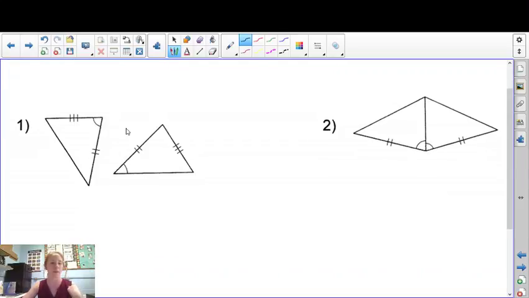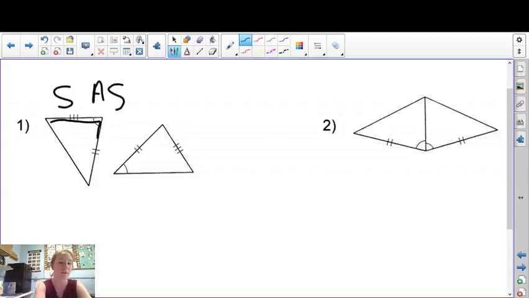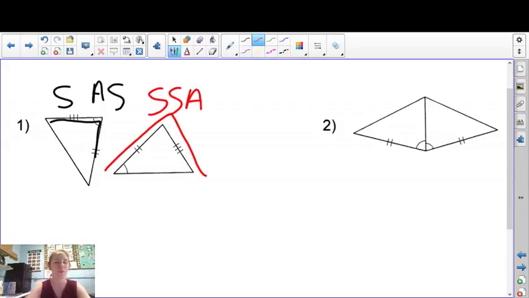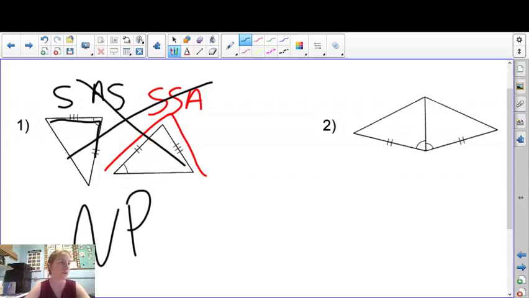So let's take a look at what we're given in this first picture. I have a side, I have an angle, and then I have another side. So this first part looks like I could potentially have side, angle, side. But if I look at the second picture, I have a side and an angle. Do those two combinations match? No, they do not. So because they don't match, number one should be NP for not possible.